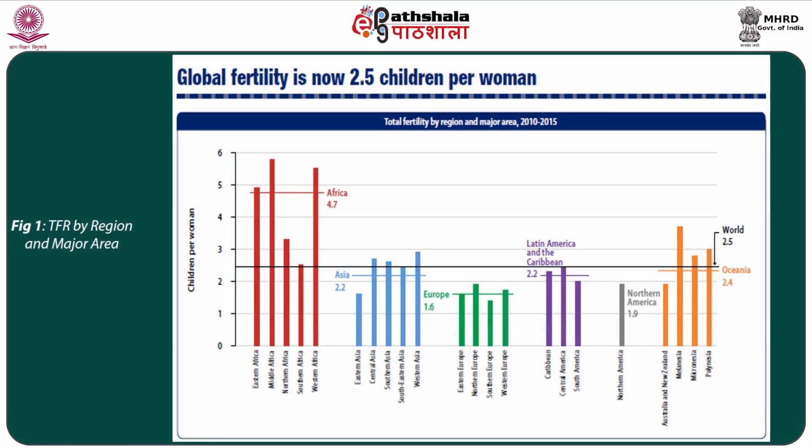Let us now look at figure 1 that gives the TFR values by region and major area. The global fertility, as we have discussed, is about 2.5 children per woman, and there are differentials across the regions and across the major areas of the world as indicated by the figure.